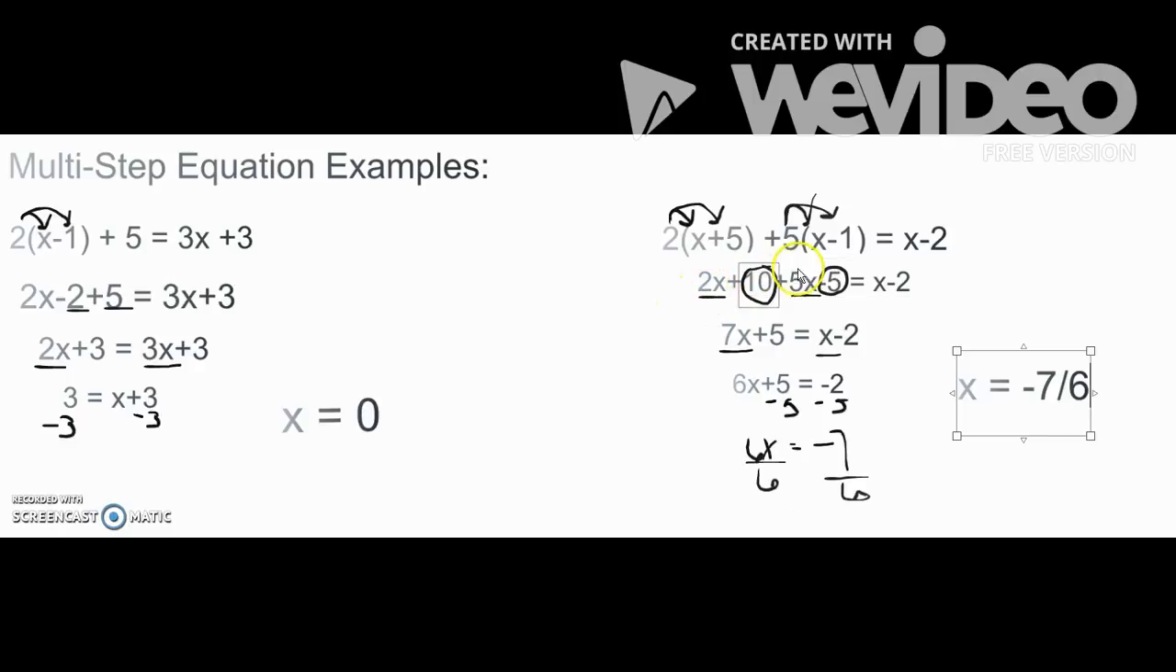So we combine the 2x and the 5x. You get 7x, combine the 10 and the negative 5 to get positive 5, and then just pull all this down, so there's no like terms over here. So 7x plus 5 equals x minus 2, and then we want to get rid of the lesser term to get the x on one side. So subtract off x, and you're going to get 6x plus 5 equals negative 2.